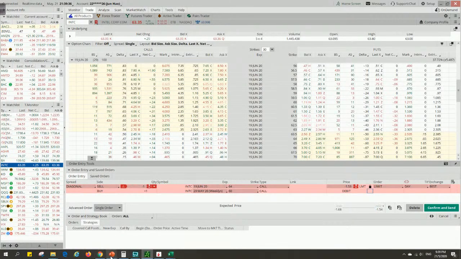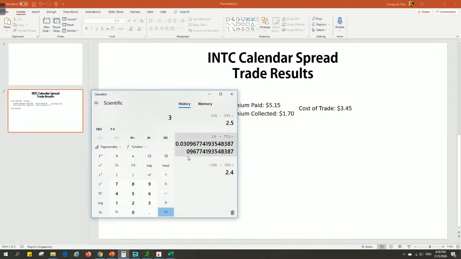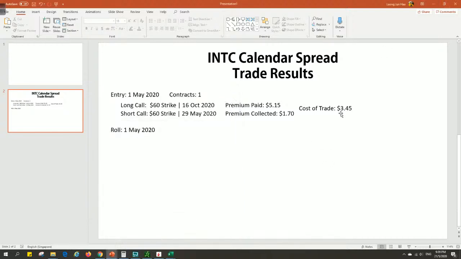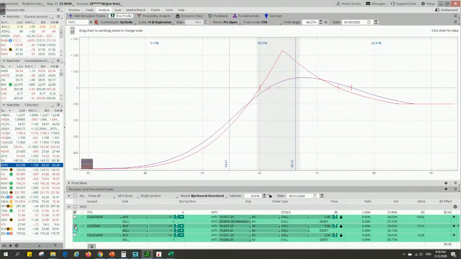And where would that bring us? Current cost 345, and I add on another 153. That will bring our total cost of the trade to almost $500. So again, analyze. That will be the middle one. I buy a long-dated 60 strike call, and then I sell a short-dated 19 June call with a strike of $64. This is the diagonal spread that I've been talking about, with a cost of $5.